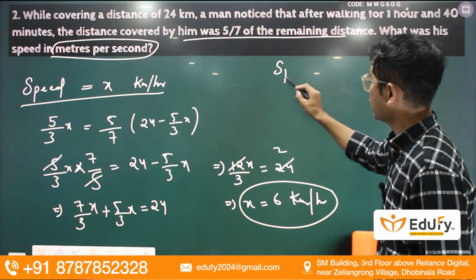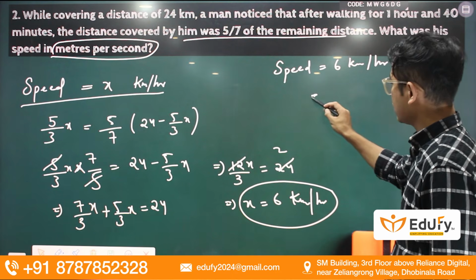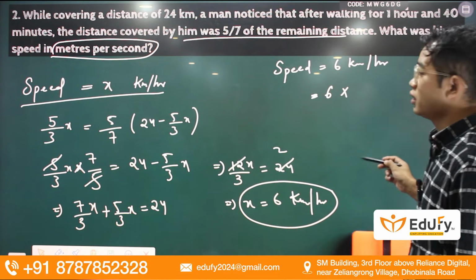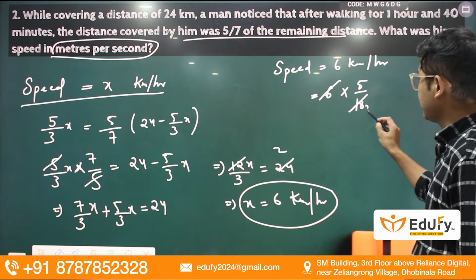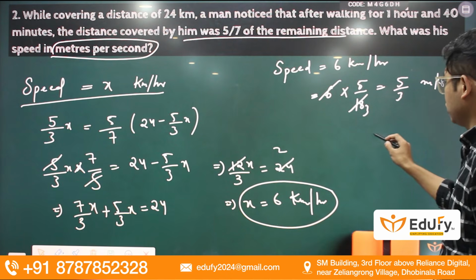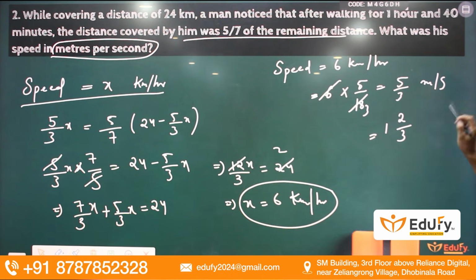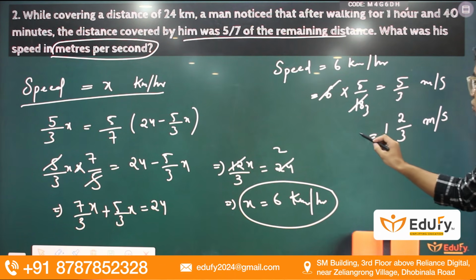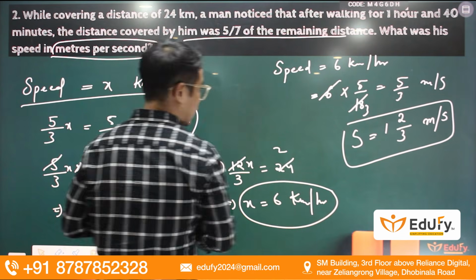Your speed is 6 kilometer per hour, but they've asked you to answer in meter per second, so I have to multiply this by 5 by 18, which will be 6 threes are 18. So this is 5 by 3 meter per second, which will be written as 1 and 2 by 3 meter per second. This will be your speed, so this is your answer: 1 2 by 3 meter per second.